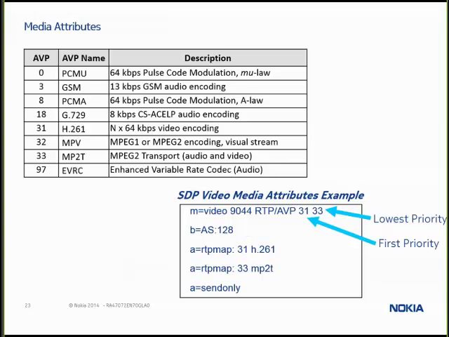I see you have lowest to first priority. Can you remind me again what that's about? If we remember, when we have a list of media types, audiovisual profiles, so 31 and 33, the first in the list is going to be the one we prefer to use. So this is the most preferred, or has the highest priority in being chosen. The second would be the next priority.